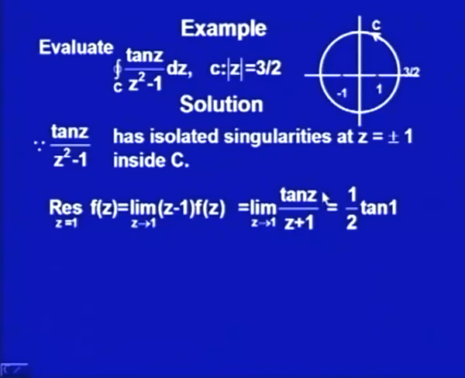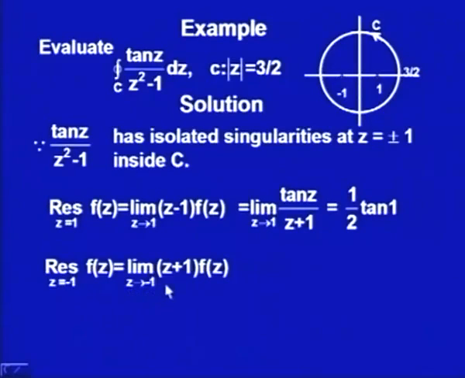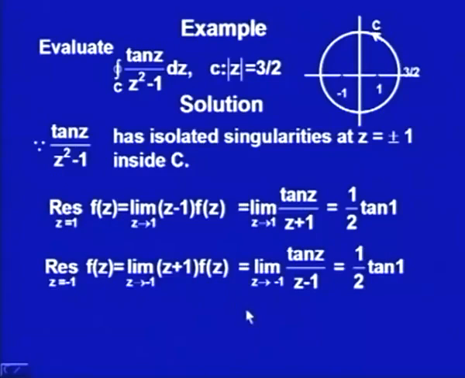We simply evaluate this at z is equal to 1: the denominator would be 1 plus 1, that is 2, and the numerator would be tan 1. So, we have got 1 by 2 tan 1. Now, we have to find the residue at z is equal to minus 1. By the same definition, it should be the limit as z approaches minus 1 of z plus 1 into f of z. When we multiply f of z by z plus 1, I would get tan z upon z minus 1.